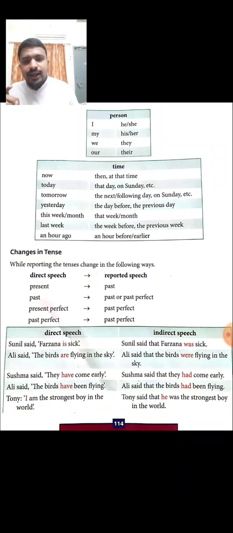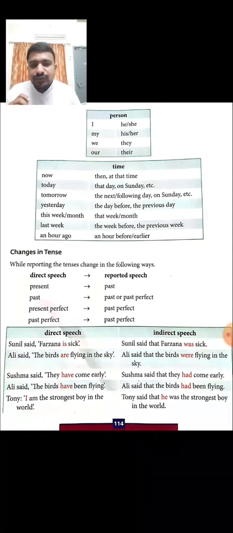Now, look at the examples there. Sunil said, "Fasana is sick." Sunil said that Fasana was sick. Ali said, "The birds are flying in the sky." Ali said that the birds were flying in the sky. Sushama said, "They have come early." Sushama said that they had come early.